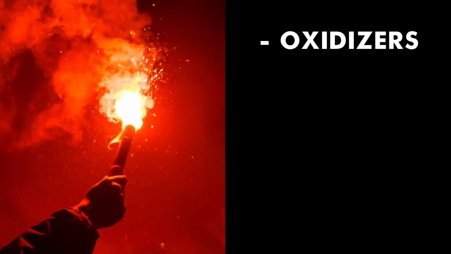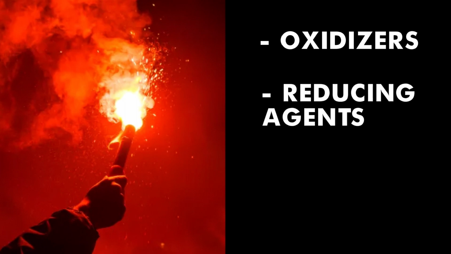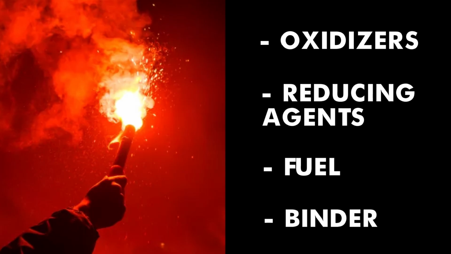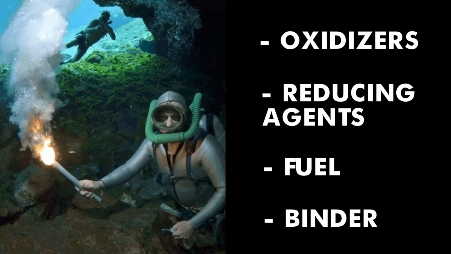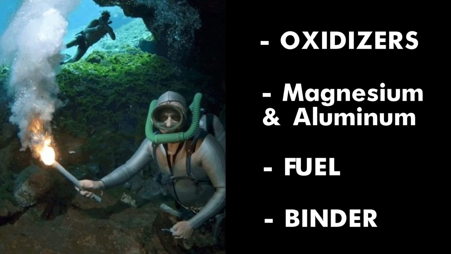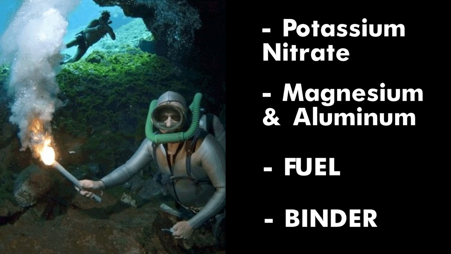Flares utilize oxidizers like sulfates, chlorates, or nitrates to provide oxygen, reducing agents, metals like magnesium and aluminum that react with the oxidizers to release heat and light, fuel in the form of charcoal, sulfur, or sawdust, and a binder to hold them all together. Underwater flares utilize magnesium and aluminum due to their reactivity, and potassium nitrate for its superior oxidizing properties.